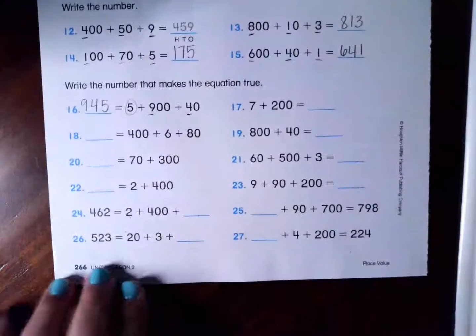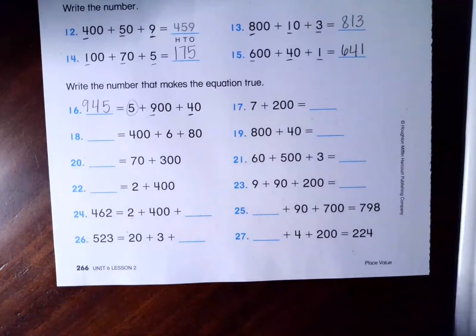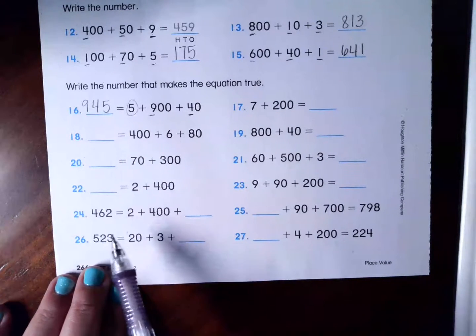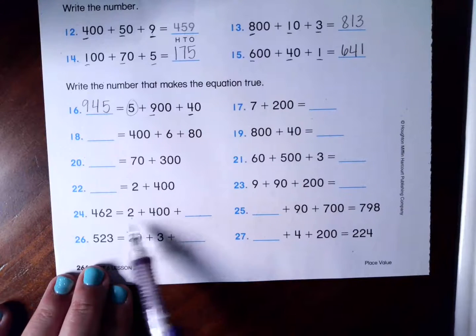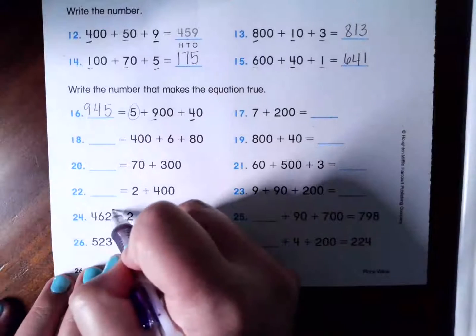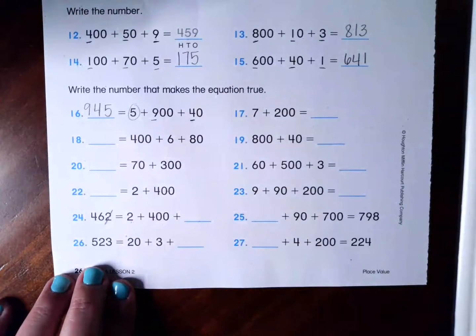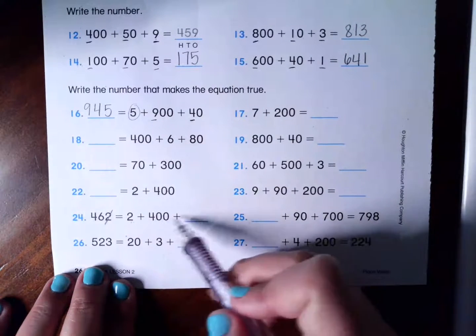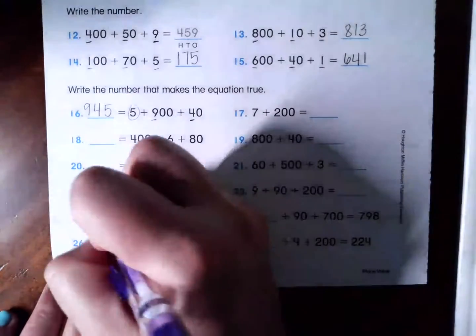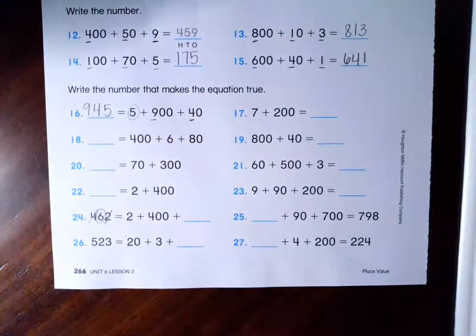Now let's quickly jump down to number 24. So on questions like these, what I like to do is say, okay, here's my standard form. What do I have so I can figure out what am I missing? So I see a 2, so I'm going to cross off my 2. I see a 4 for 400. I'm going to cross off my 4. So I know that I'm missing that 6.